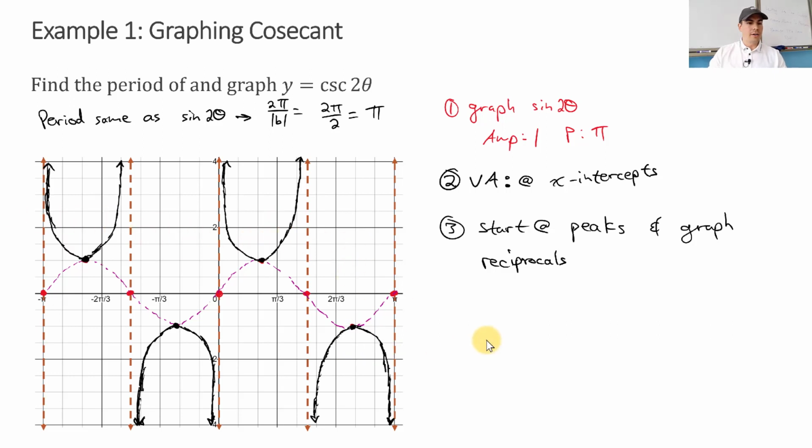Okay. So our final graph would be here in black. The part in black, as well as the vertical asymptotes, is what really is required for graphing our cosecant and all of our reciprocal functions.